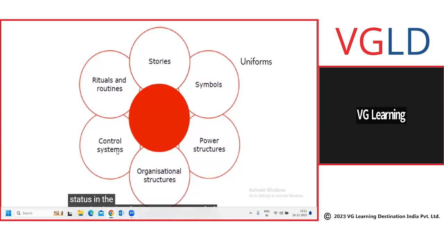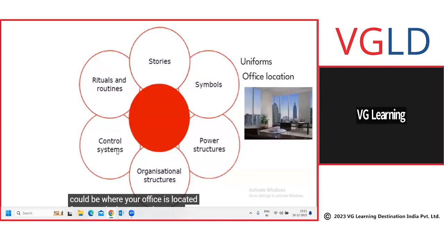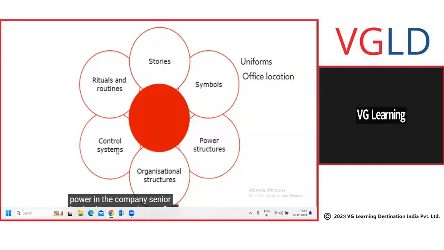In a large company, a symbol could be where your office is located. For example, the coveted corner office with two windows in an office building. That would denote someone with a lot of power in the company, senior leadership. I remember my first job as a research assistant on Wall Street. I did not have an office. I had an open cubicle. This told the company that I was low on the totem pole just by the place where I sat.